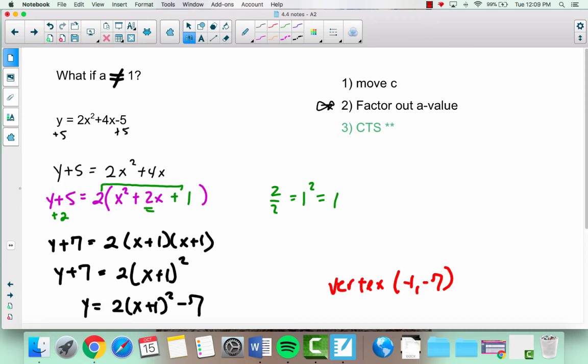Okay? If you have any questions about those examples, let me know. But 2 solid examples on completing the square, and that's it for today.